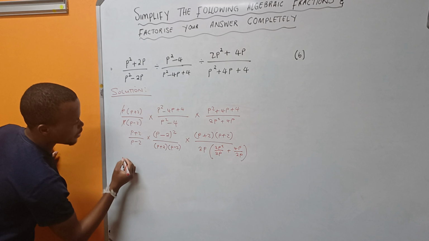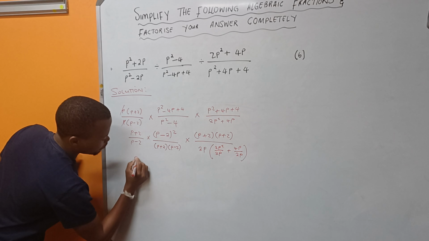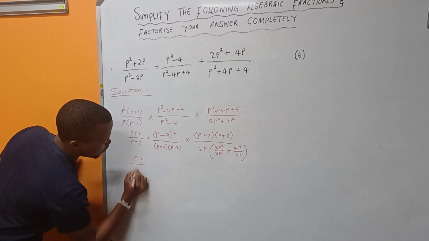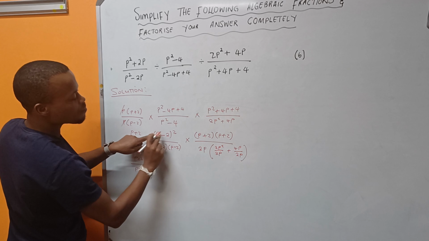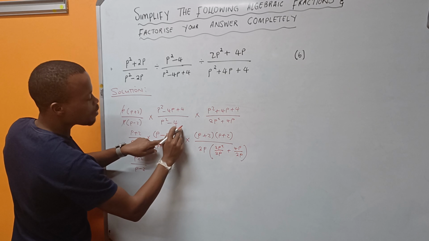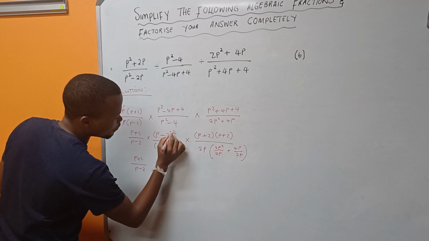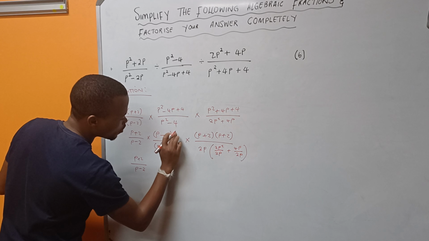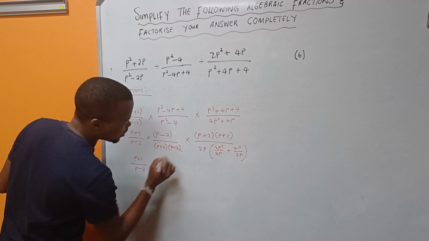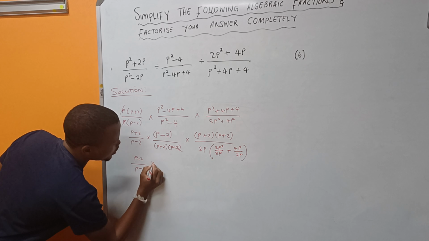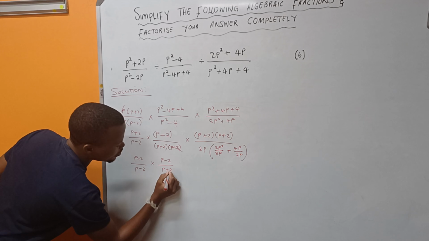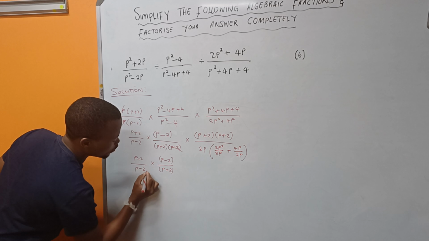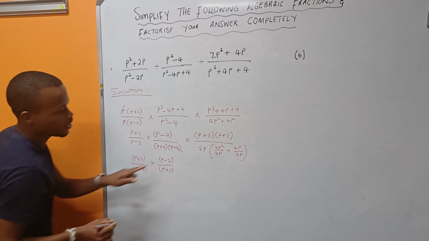So what is the result? Here p plus 2 over p minus 2. Here I have p minus 2 times p minus 2, meaning I have two p minus 2s. So the first one will cancel with this one. So I will be left with p minus 2 over p plus 2. So these are the factors that I have.